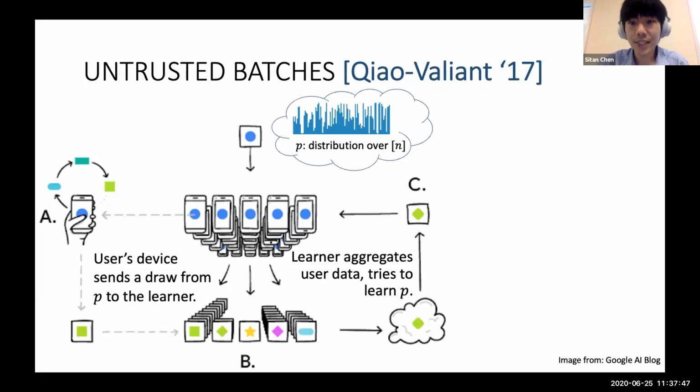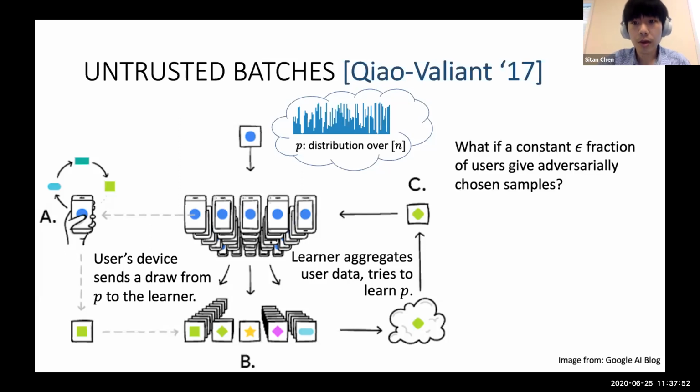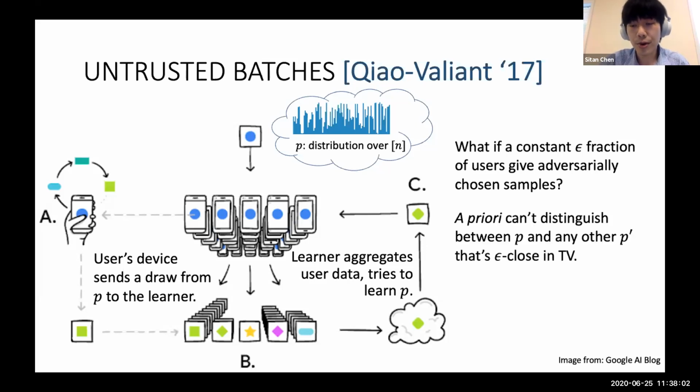As I've stated it so far, this is nothing more than vanilla discrete distribution learning. The simple question you can ask is, what if a constant fraction of the users conspire to give me adversarially chosen samples to skew my estimator? A fundamental but not very interesting limit is that a priori it's impossible for you to distinguish whether your samples came from P or from any other epsilon perturbation of P.